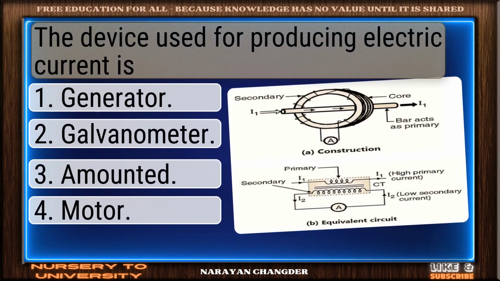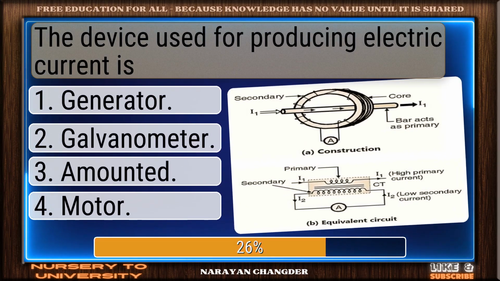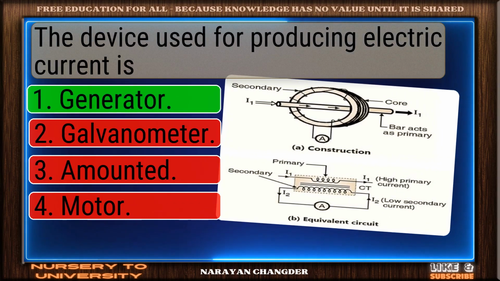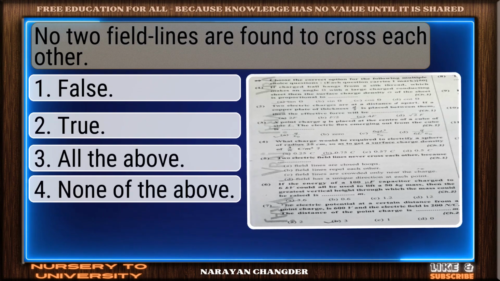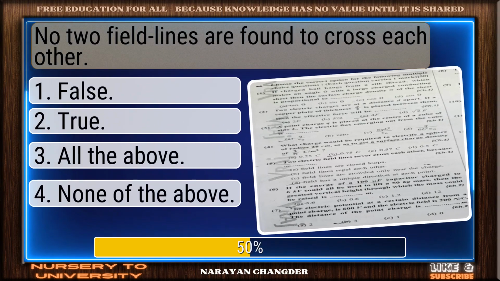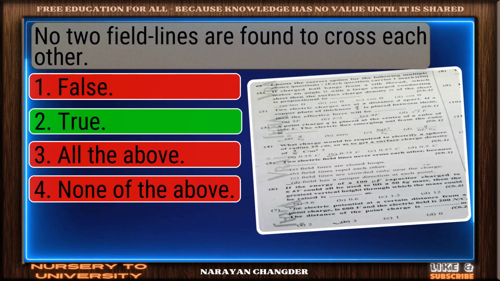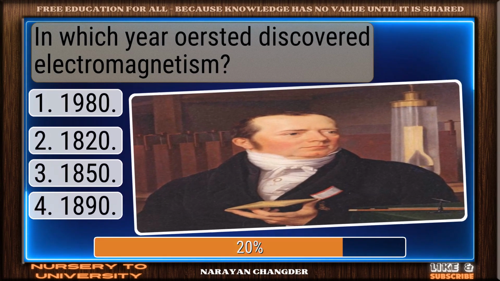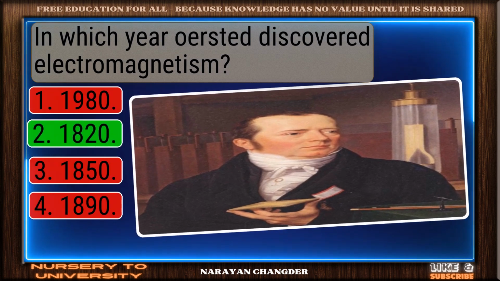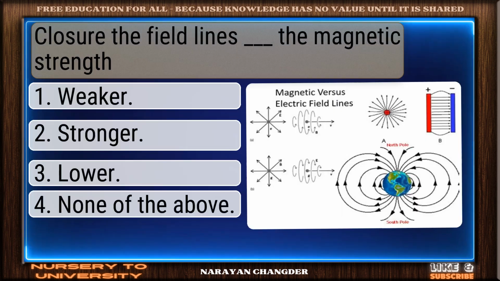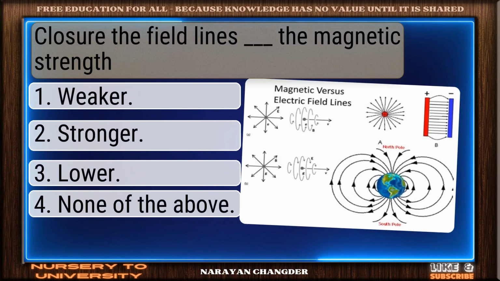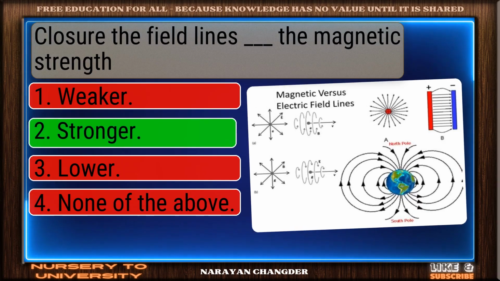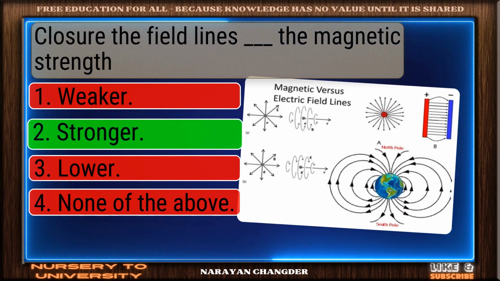The device used for producing electric current is? Excellent choice. Generator is right. No two field lines are found to cross each other. Right again. True is valid. In which year did Oersted discover electromagnetism? Correct response. 1820 is accurate. Closer the field lines, dash the magnetic strength. Solid response. Stronger is valid.